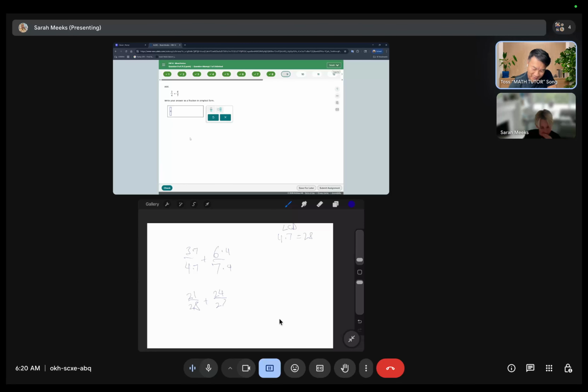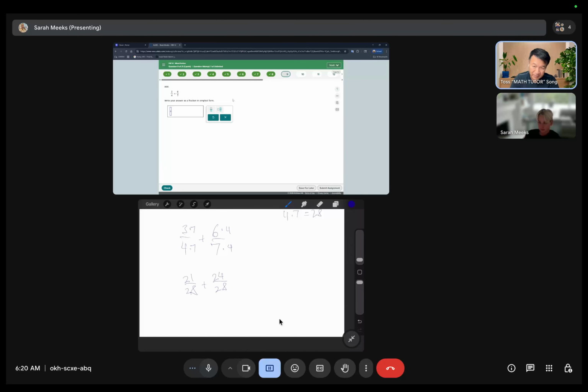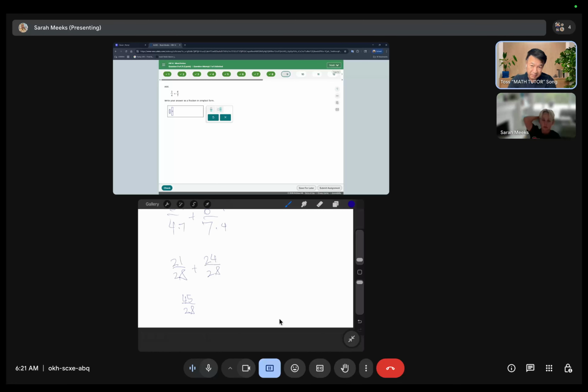24 over 28. Now that you have a common denominator, you add the numerators, right? But then you have to reduce it. What is that going to be? 45 over 28. Now, let me see. We don't have to convert it into a mixed number. It doesn't say, but you can still reduce. It's a simplest form, that means if this is reducible, you have to reduce it.